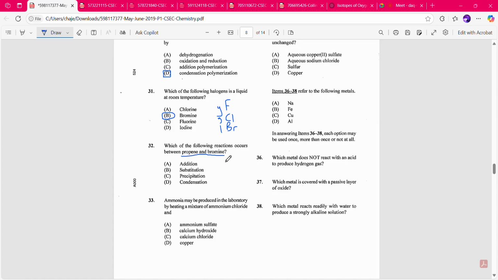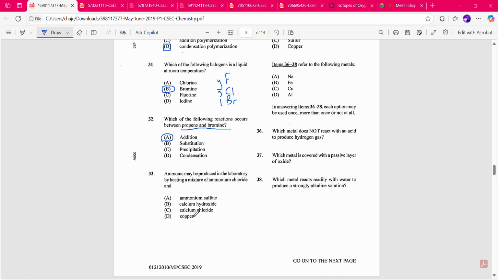32. Which of the following reactions occurs between propene and bromine? Propene is an alkene. Same exact question. Propene is an alkene, right? It's going to undergo an addition reaction. Bromine is simply going to be added to the propene. 33. Ammonia may be produced in the laboratory by heating a mixture of ammonium chloride and... I'm not super sure. Calcium.